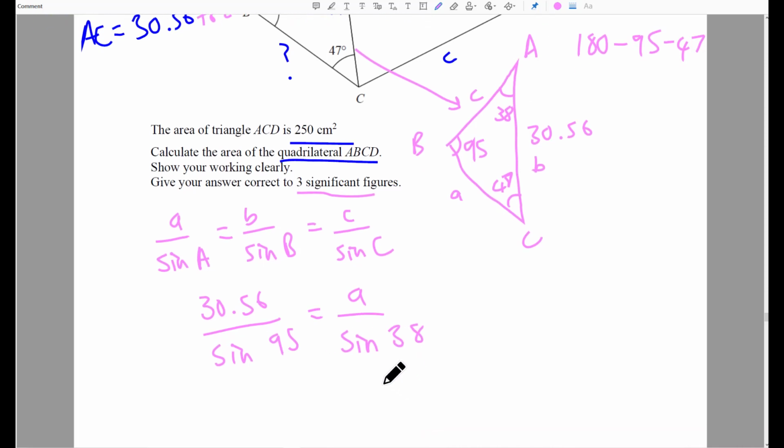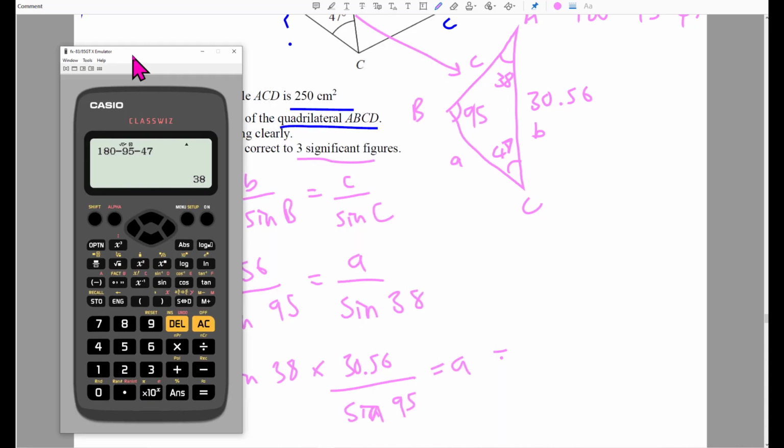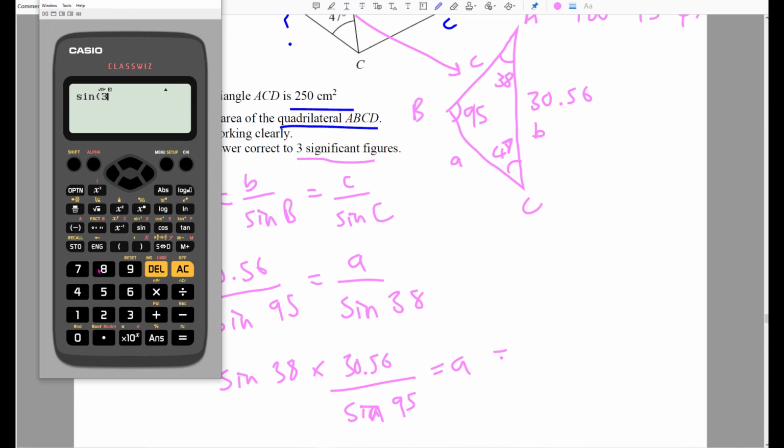So we just multiply by sine 38. So sine 38 times 30.56 over sine 95 equals A, which equals sine 38 times 30.56 over sine 95 equals 18.89.